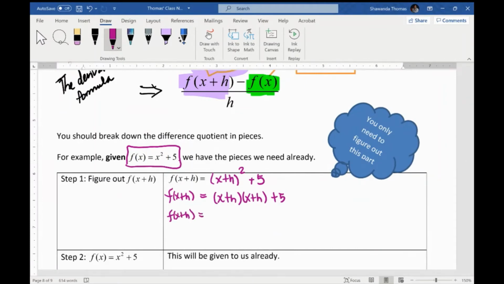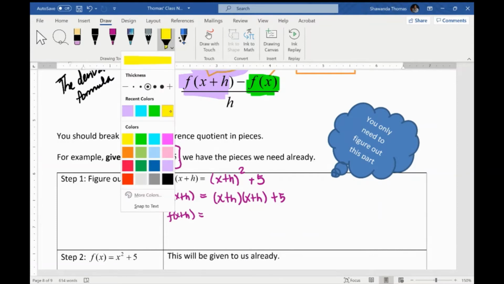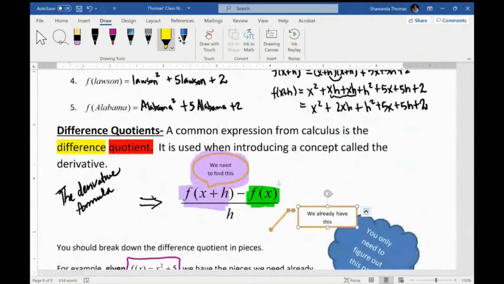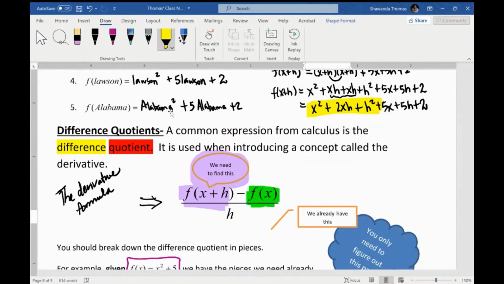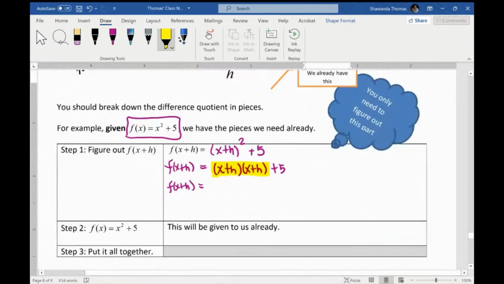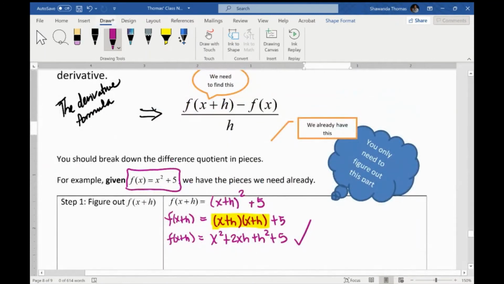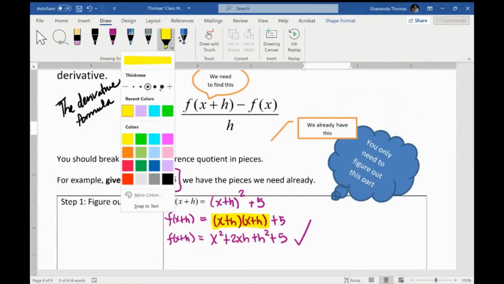At some point, you probably want to go ahead and memorize what x plus h times x plus h is, because you're going to see it a lot. We already did it up here, so I'm going to rewrite that part. You just FOIL it out, just in case you don't memorize it. It ends up being x squared plus 2xh plus h squared plus 5. We are done with this piece right here in purple.